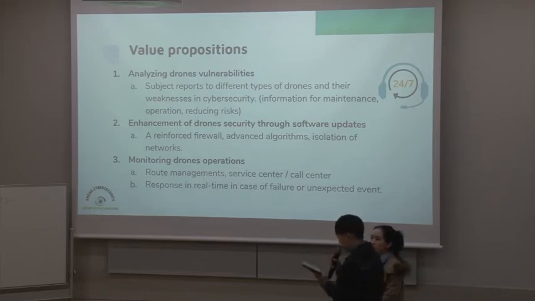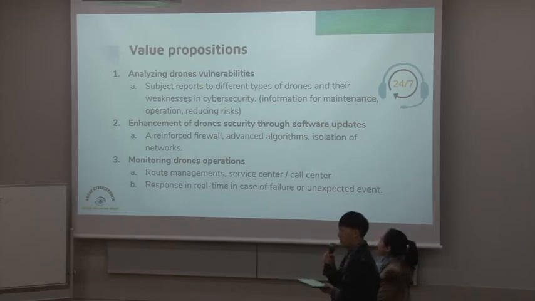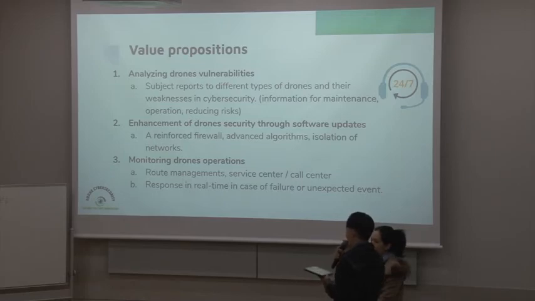And the third one is basically operating a call center, monitoring drone operations, just like how automated vehicles such as Tesla do. We intend to manage the drones' routes. If, for example, they are lost or attacked by other people, we can have a 24/7 service center or call center, so that customers can reach us in real time, and we can help out. And next slide, please.